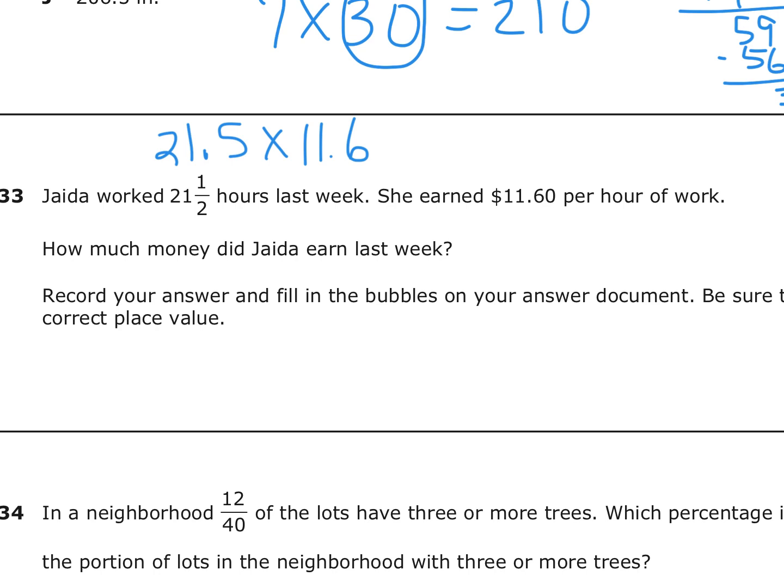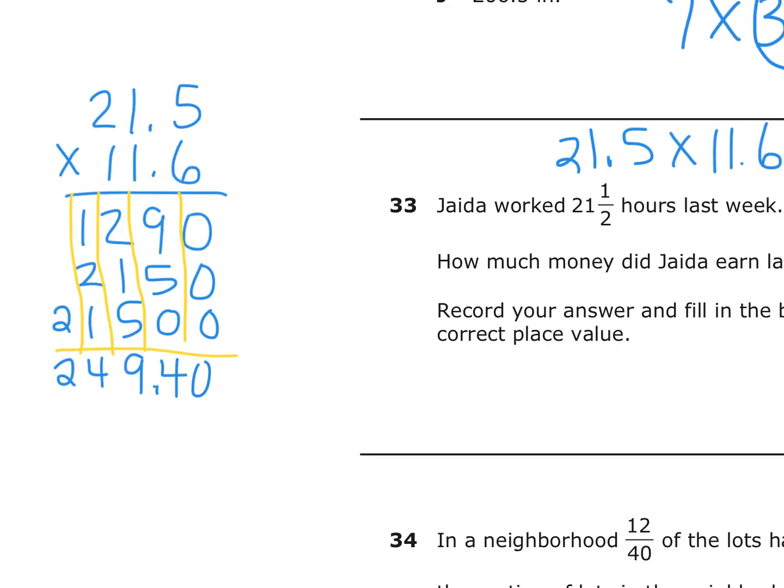And you could multiply this out the long way. So I went ahead and wrote this here on the margin, 21.5 times 11.6. And if you want to write this down, go ahead. It would be good practice for you to do this on your own. You multiply 6 times the 215, 1290. Multiply 1 times 215, write your 0. Multiply 1 times 215, write 2 zeros. Add those up. The answer is $249.40. And that takes quite a bit of time.